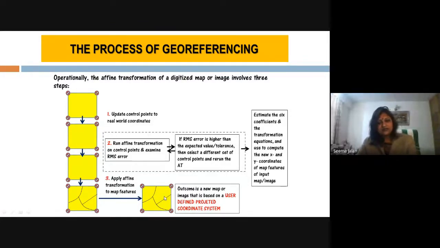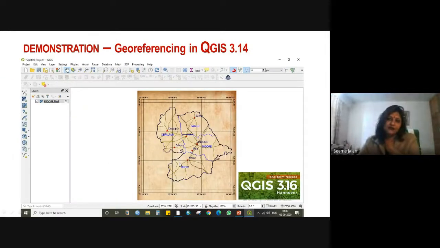After you have done that, you get your output, and then you select the resampling method and you apply intensity interpolation also, and you get an outcome which is a new map based on the coordinate system which has been defined by you. So I'll just demonstrate. I have been given this map of Indore, and I will show you how to do that in Quantum GIS 3.16. Here it has been written 3.14, but I will show you how to do it in Quantum GIS 3.16.